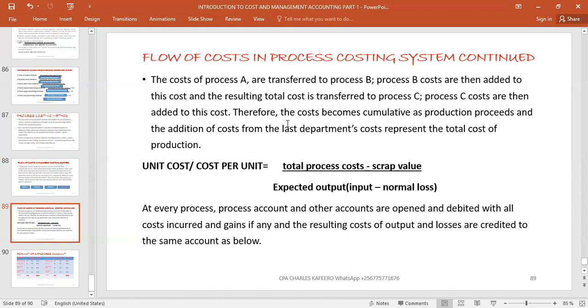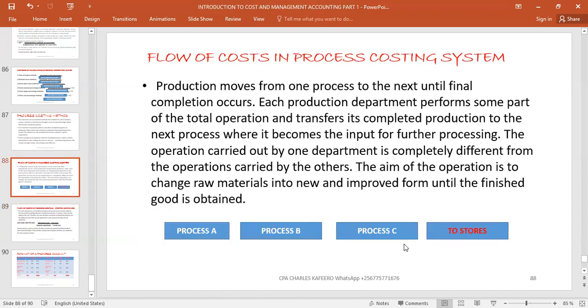become cumulative as production proceeds, and the addition of the cost from the last department represents the total cost of production. What we get out of this process C becomes our final output, and the total cost we've incurred in that, the accumulation of the costs we've got from A, B up to C, we sum up and we say that these are the costs we've used in the production.